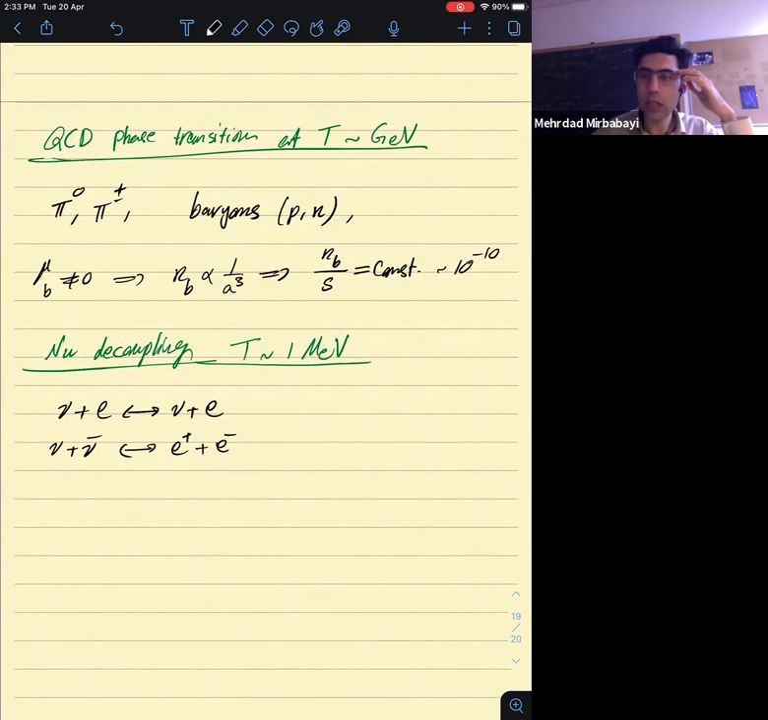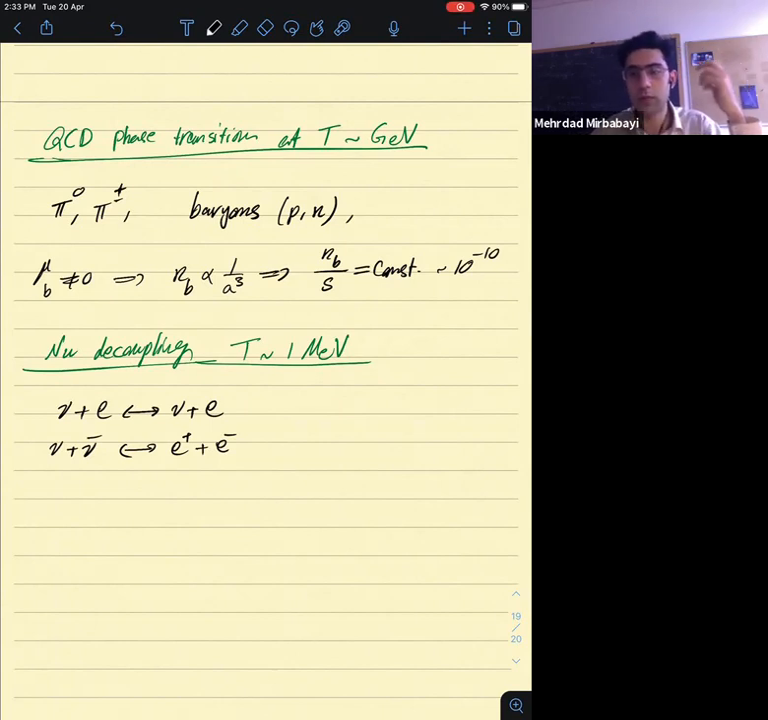And the question that we want to ask is that we want to estimate the rate of these processes and see how the rate changes in time. Is it fast enough to sustain thermal equilibrium, or is it too slow? Because we should remember that the universe is expanding.